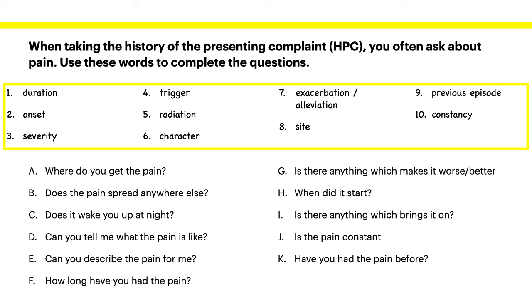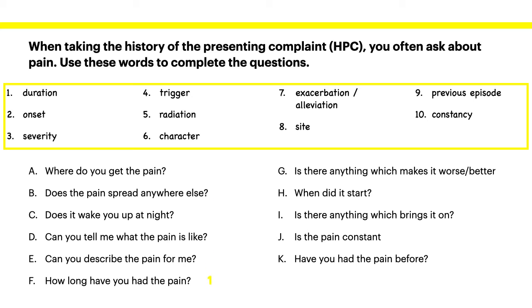and a question about the constancy of it. How often does it happen? How constant is it? So have a look at the full questions and see if you can work out if the question is about the duration, the onset, the severity, the trigger, the radiation, the character, the alleviation, the site, the previous episode, or the constancy of the pain. Pause the video now.